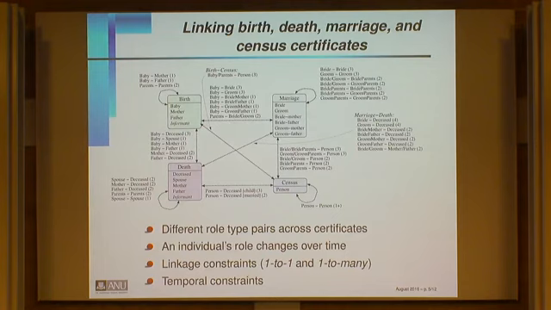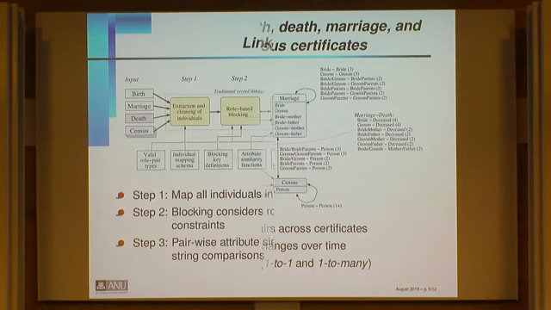We have many linkage constraints. So a birth can only be linked to a single death. So there's only one true link, but a mother can have several births and so on. And there are also temporal constraints on how we can link records between certificates.